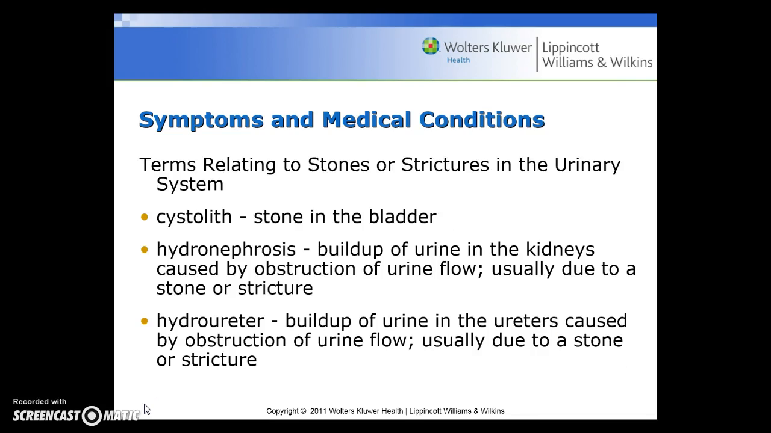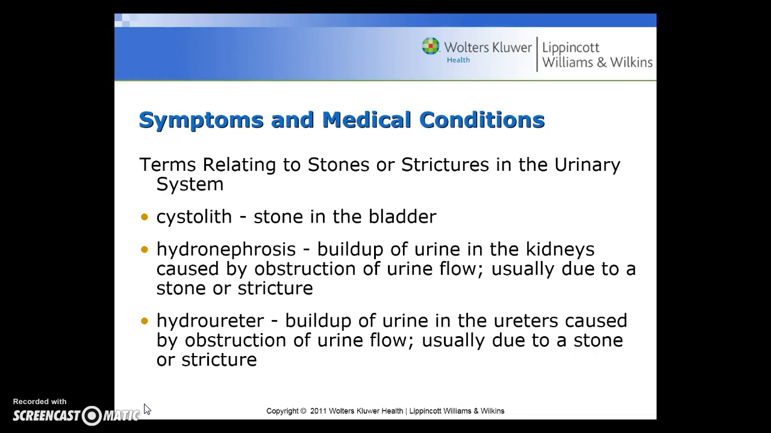Terms relating to symptoms and medical conditions that relate to stones or strictures in the urinary system. So a cystolith is a stone in the bladder. Hydronephrosis is the buildup of urine in the kidneys caused by obstruction of urine flow, and that's usually due to a stone or a stricture.